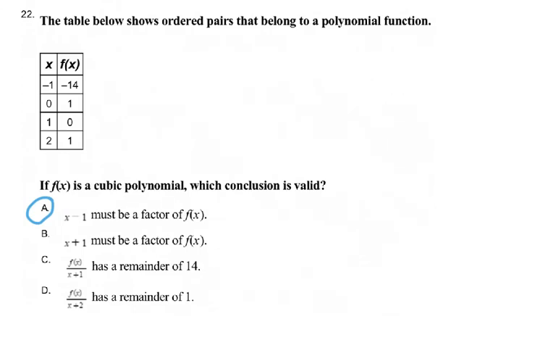Okay. This one is just notation, once again. The table below shows ordered pairs that belong to a polynomial. If f of x is a cubic polynomial, which conclusion is valid? So in order to be a factor, you would have a remainder of 0. So this is kind of like that lesson for linear factors, multiplicity, zeros. So here's my 0. If I work backwards, that's my linear factor. So that's how I get A. X minus 1 must be a factor because it hits the x-axis at x equals 1.